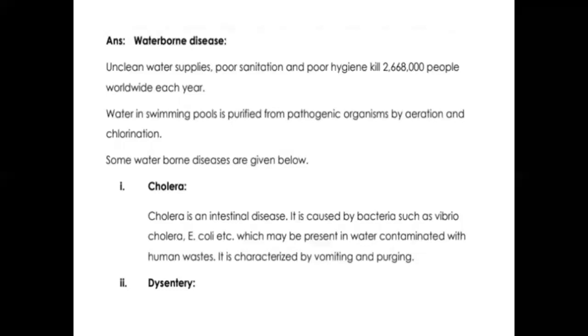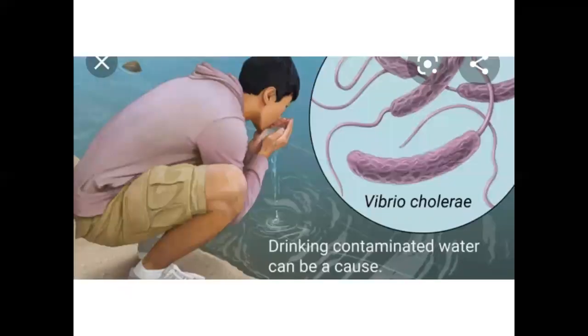Water in a swimming pool is purified from pathogenic organisms by two important processes: aeration, by passing air, and chlorination, by treating it with chlorine. Some of the diseases caused by contaminated water are cholera and dysentery. They are caused by drinking contaminated water.